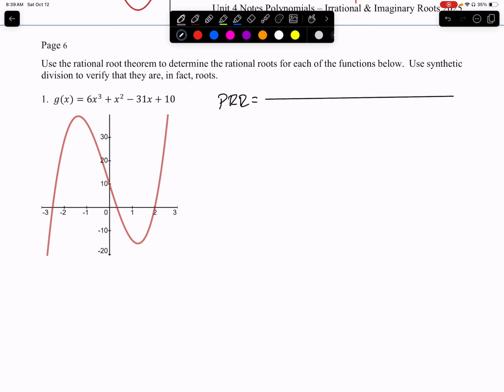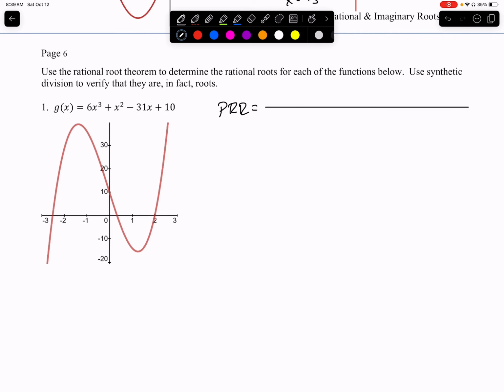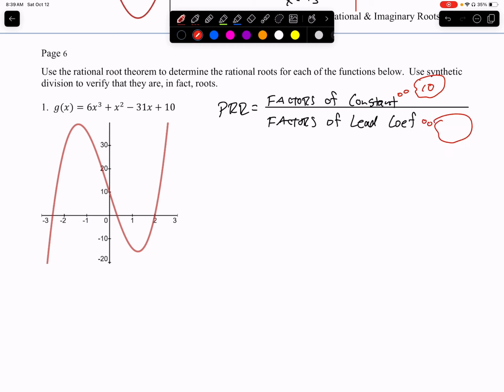To remind you how we get this, I'm going to write out some words here that are not required for homework or tests, but we're going to put this in our notes. We want the factors of the constant in the numerator. In this case, our constant is 10. And then we're going to be dividing it by the factors of the leading coefficient. In this example, the leading coefficient is 6.